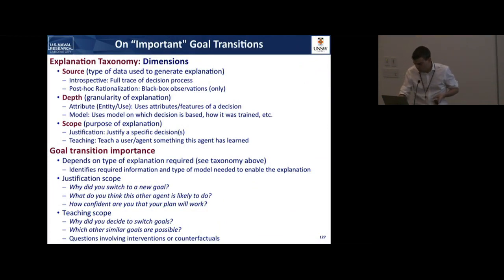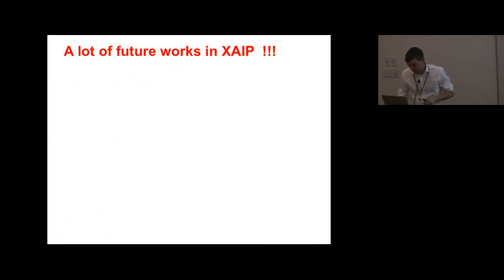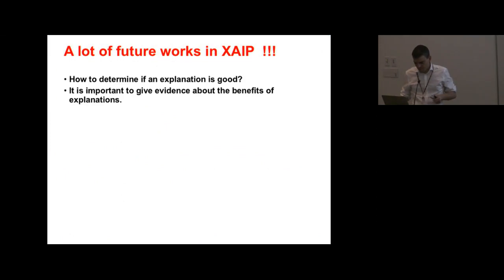So there is a lot of future work in explainable planning. That's absolutely a non-exhaustive list, but the first two points, I think the main important ones, are, first, how to say whether an explanation is good, because an explanation could be good according to myself, my knowledge, my preferences, but perhaps for someone with different knowledge or a different background, it's completely nonsense. So what is a good explanation? It's an open question. And more importantly, we need to give evidence about the benefits of explanation.